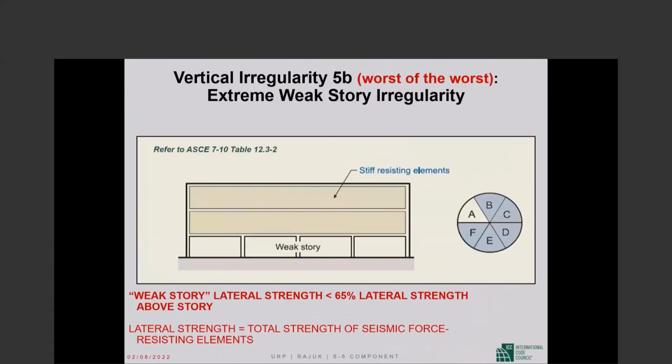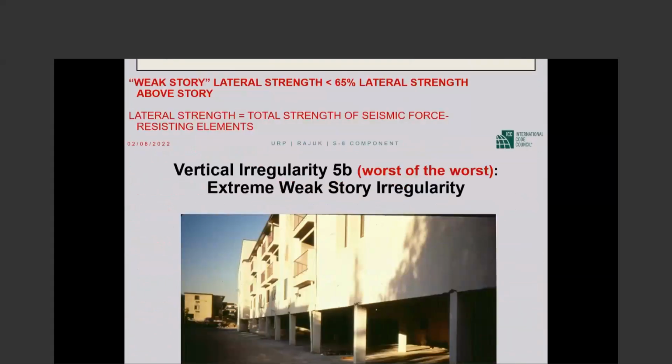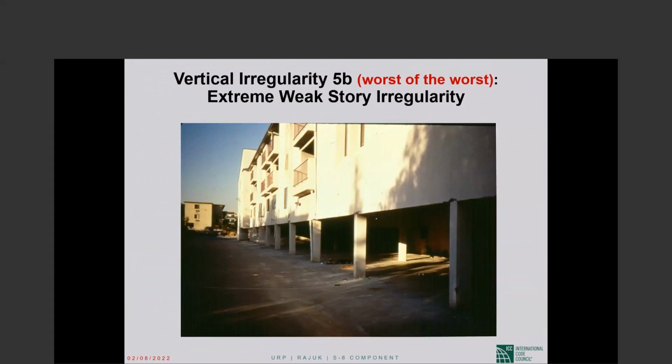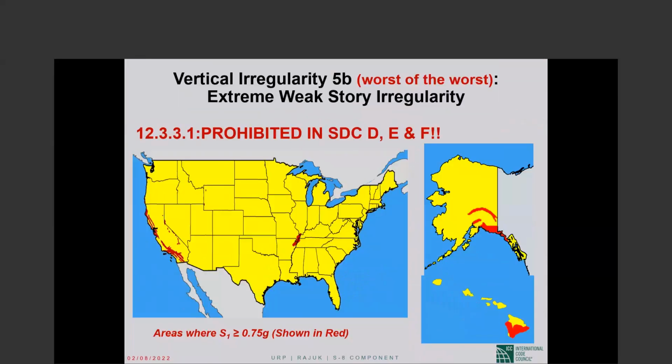I showed you this picture, the picture that I didn't comment on. This is from Bhuj in India. There is hardly any difference between the other picture and this. This one, I don't remember the place. Anyway, these are all over the world. So this one, extreme weak story, is prohibited even in D. Okay, so please take note that this is something you cannot build.